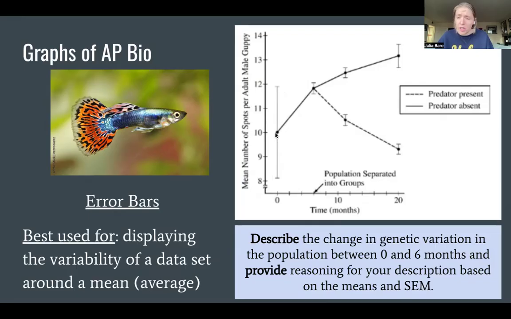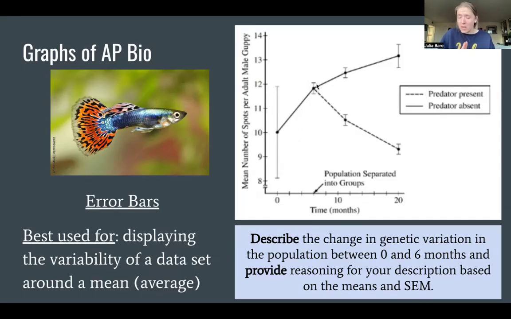There was an average of 10 spots on these guppies when they were originally captured. But there was a variation of between almost 12 and 8 spots. And so there was a large amount of variation in the number of spots between the guppies.